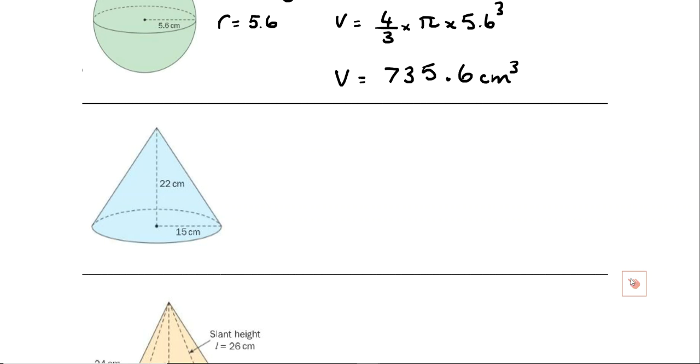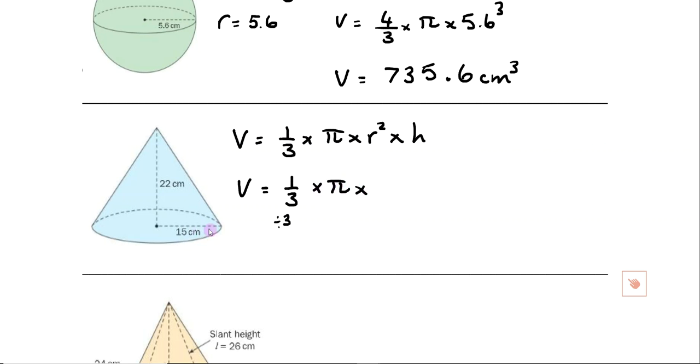Volume of a cone. Volume is 1/3 times pi times r squared times h. Very simple. So we've got 1/3, which is the same as divide by 3, times pi times 15 squared times 22, and we get an answer of. Okay. Nothing other than use the formula at this stage.